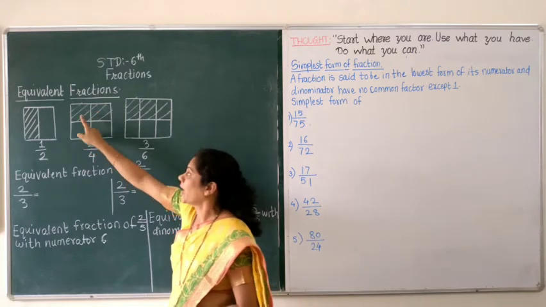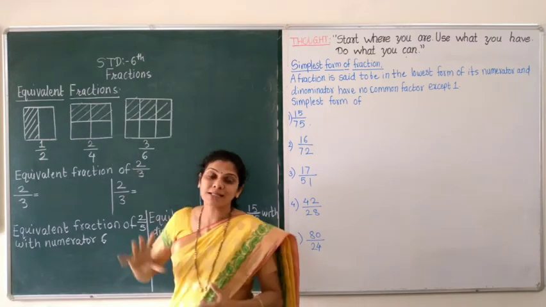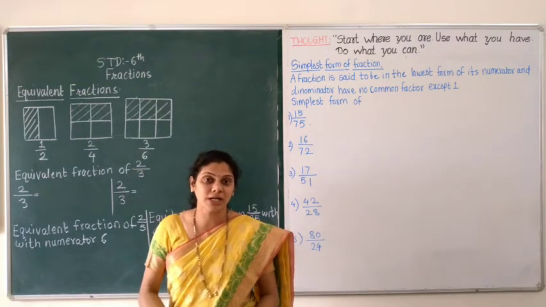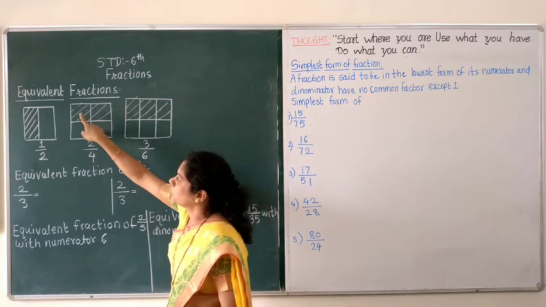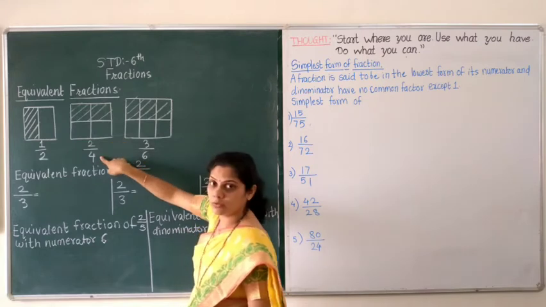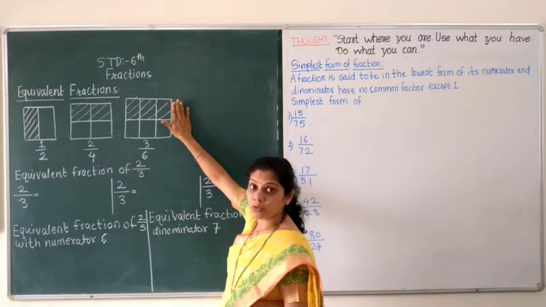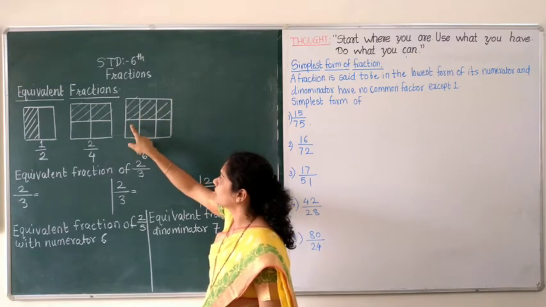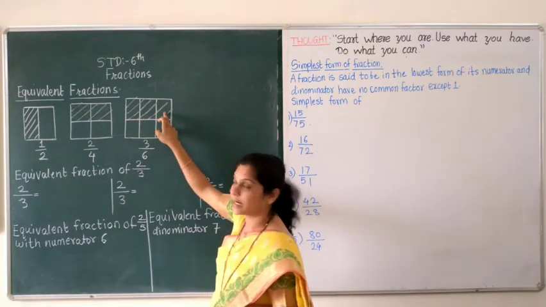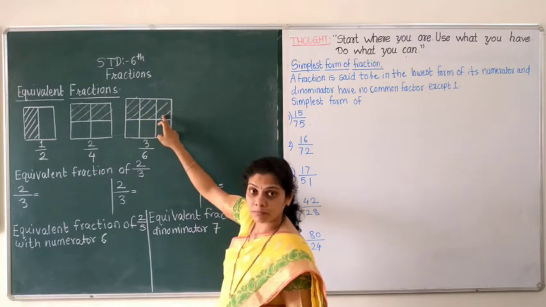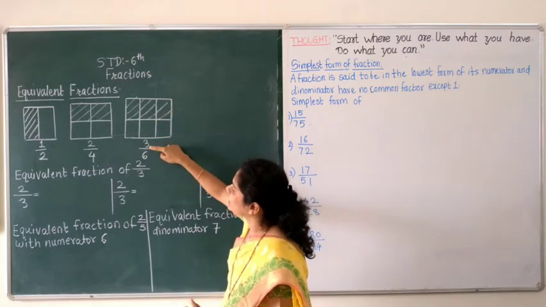Okay. Now in the next diagram you can see that this square is divided into 4 parts. 1, 2, 3, 4. And out of these 4 parts, 2 parts are shaded. So how can we write the shaded portion in the form of fraction? Out of 4 parts, 2 parts are shaded. That means 2 upon 4. Then this square is divided into 6 parts. 1, 2, 3, 4, 5, 6. Out of these 6 parts, 3 are shaded. So I can write here 3 upon 6.